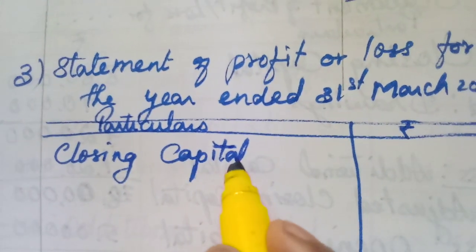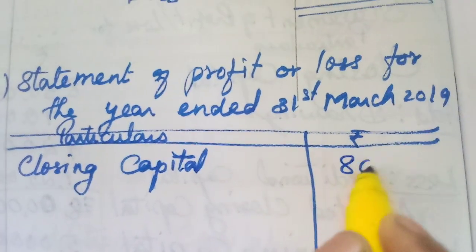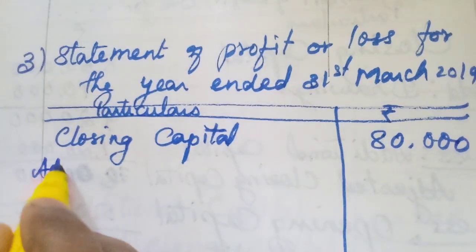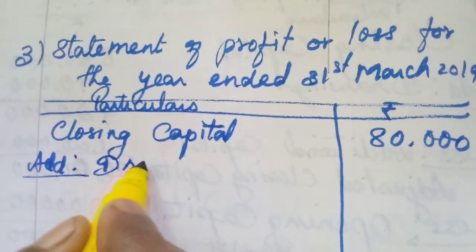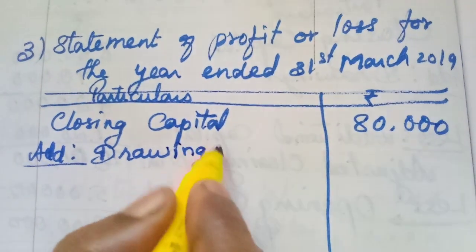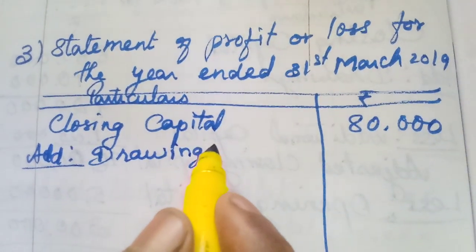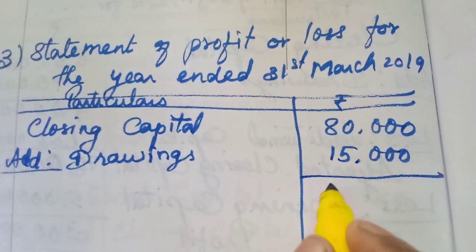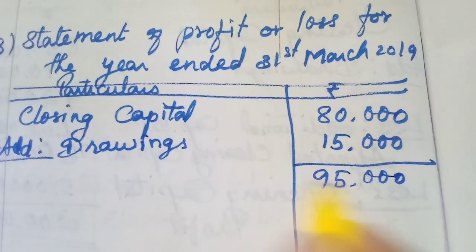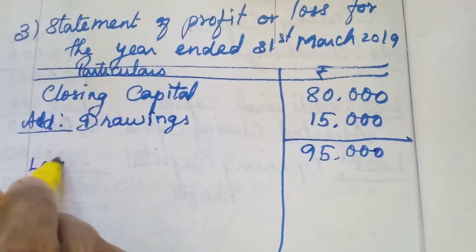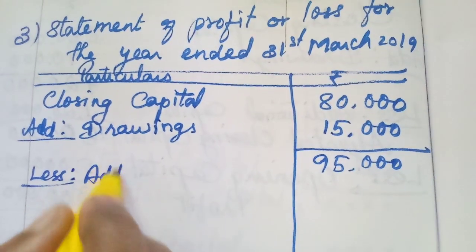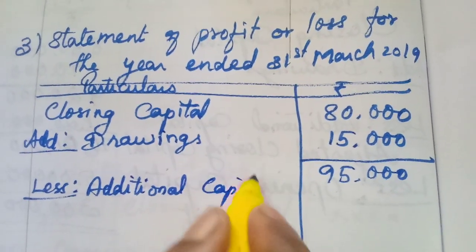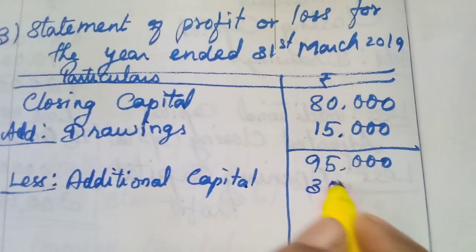Closing capital they have given us 80,000. Add drawings 15,000. Add, 95,000 we will get. Then less additional capital. How much additional capital is given? 30,000, isn't it? You have to write 30,000.